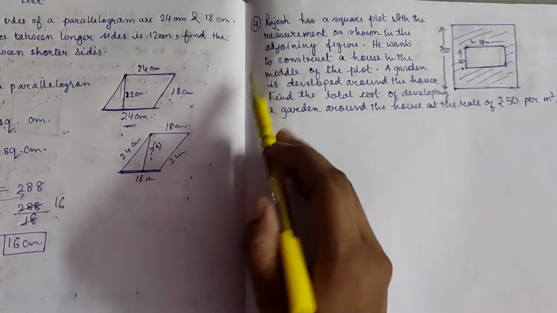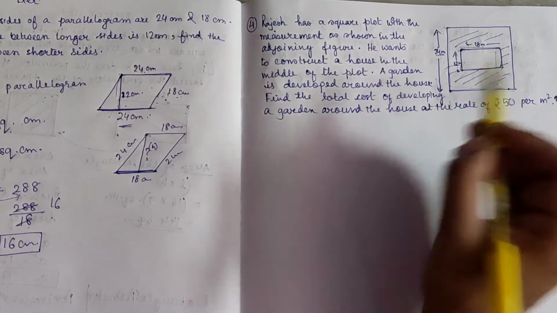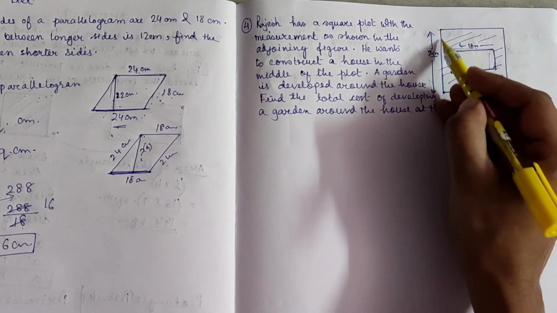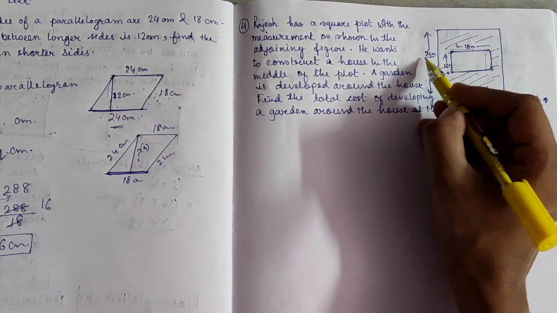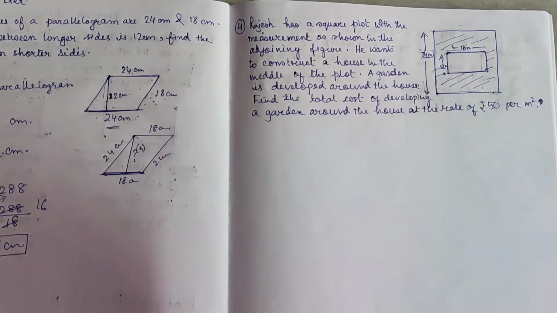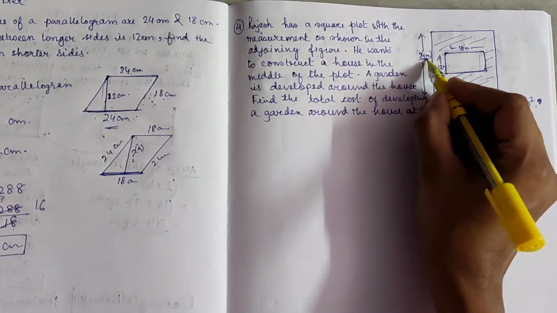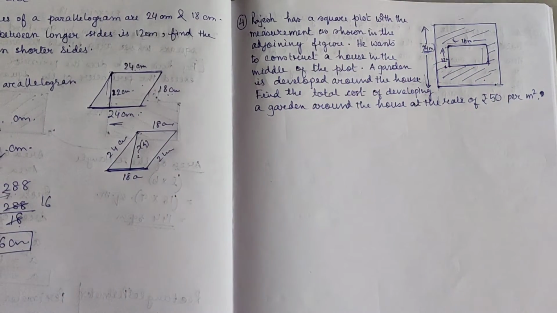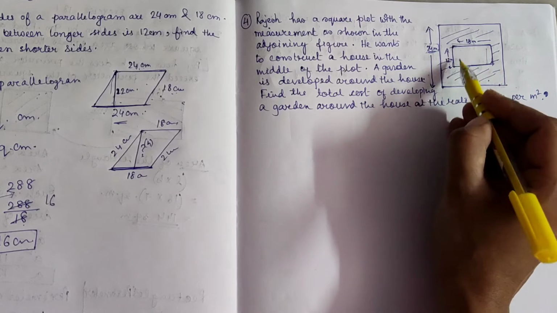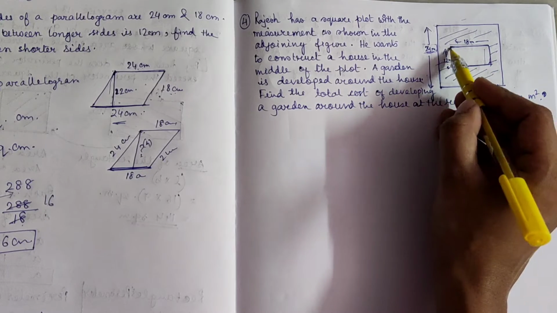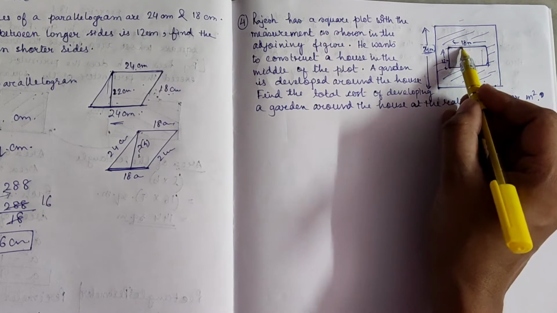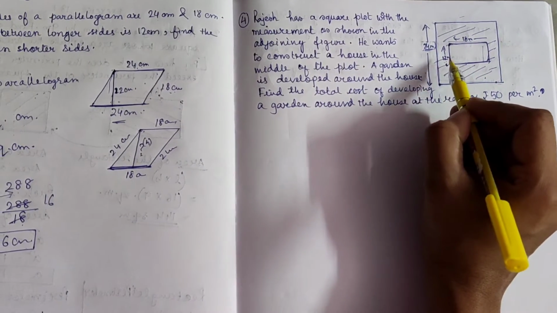So let's start. Rajesh has a square plot with the measurement as shown in the adjoining figure. What is showing in the picture? That the square plot, each side measured 24 meter. 4 sides equal in a square. So each side measured 24 meter. This is given. He wants to construct a house in the middle of the plot, and the house is of rectangle shape, length 18 meter, breadth 12 meter.